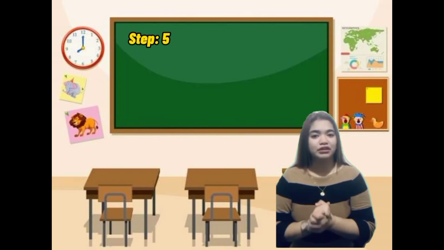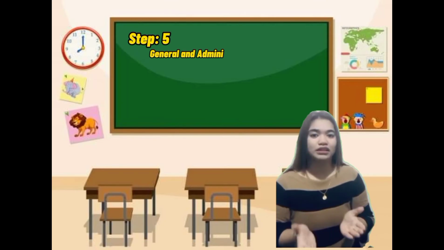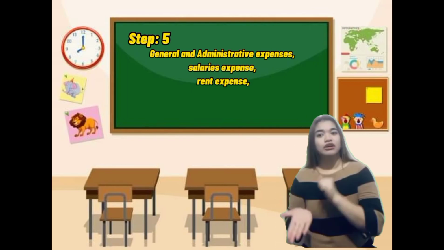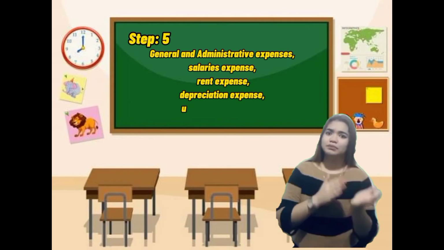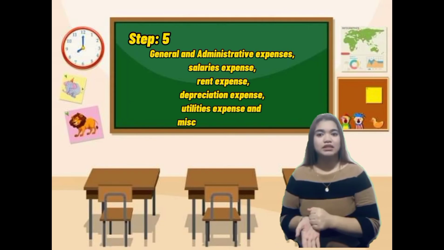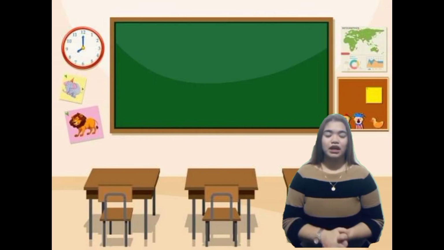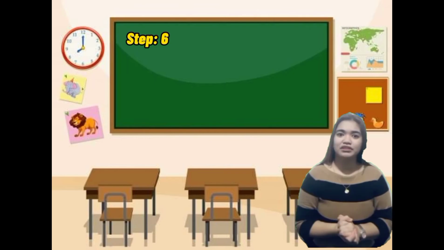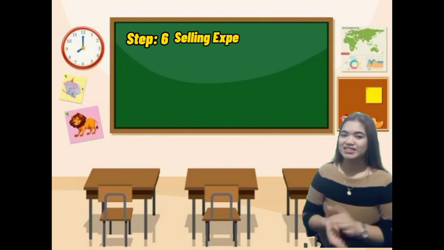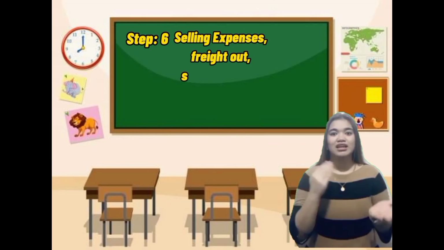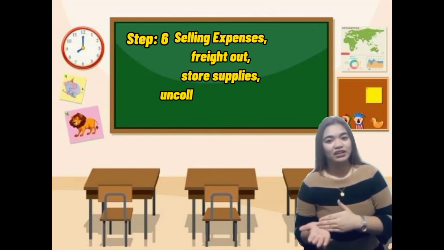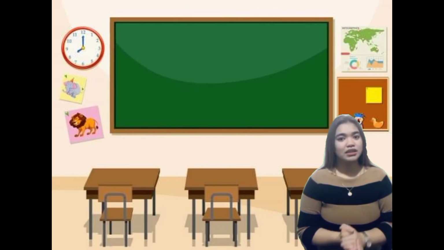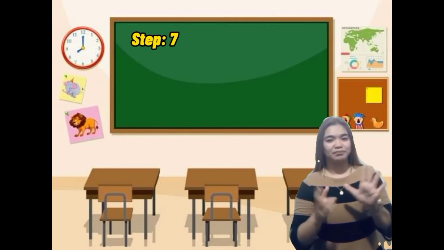This time you have to determine the general and administrative expenses. It includes salaries expense, rent expense, depreciation expense, utilities expense, and the miscellaneous expense. Step number 6. After that, you have to determine the selling expenses: the freight out, store supplies, uncollectible accounts, and the taxes and licenses. Step number 7, the last step.